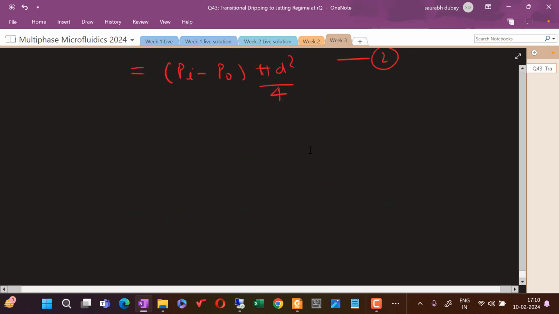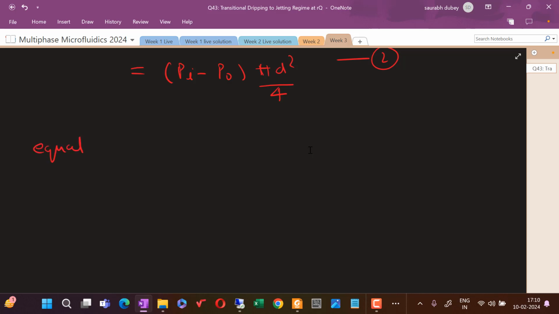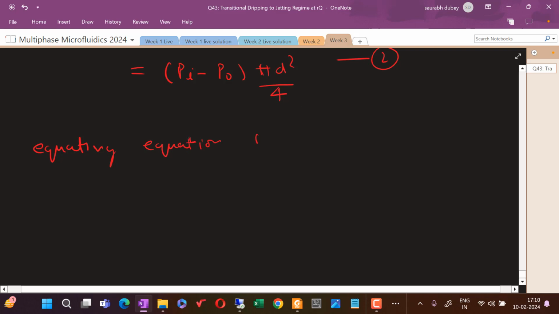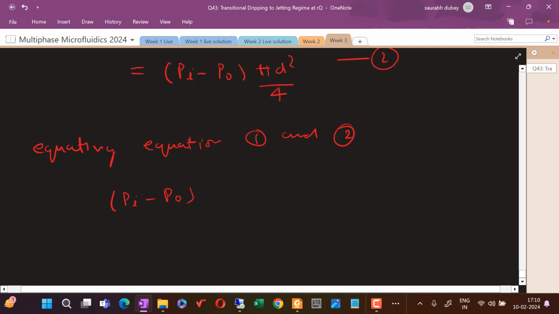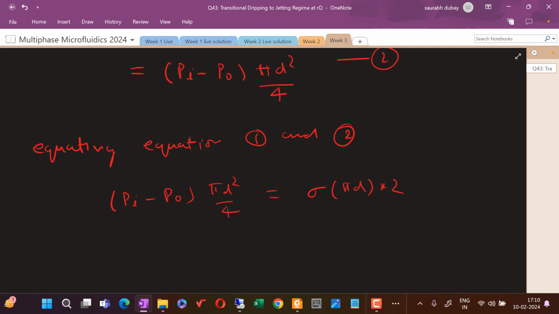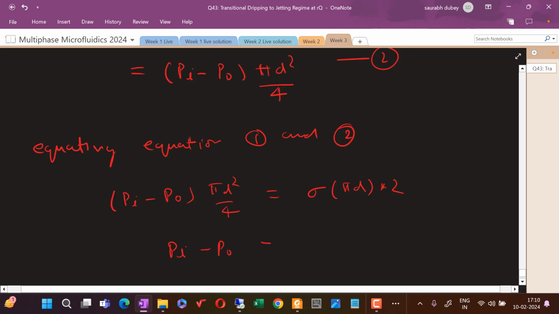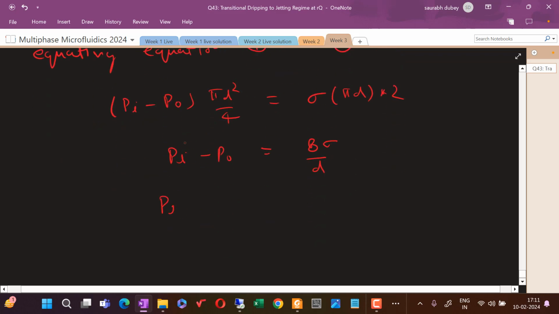So that is equation 2, and equation 1 was the above one. Equating equation 1 and 2, we get Pi minus P0 times pi d square by 4 equals sigma pi d into 2. So you will get Pi minus P0 equals 8 sigma by d, meaning Pi equals P0 plus 8 sigma by d. That is the correct answer.